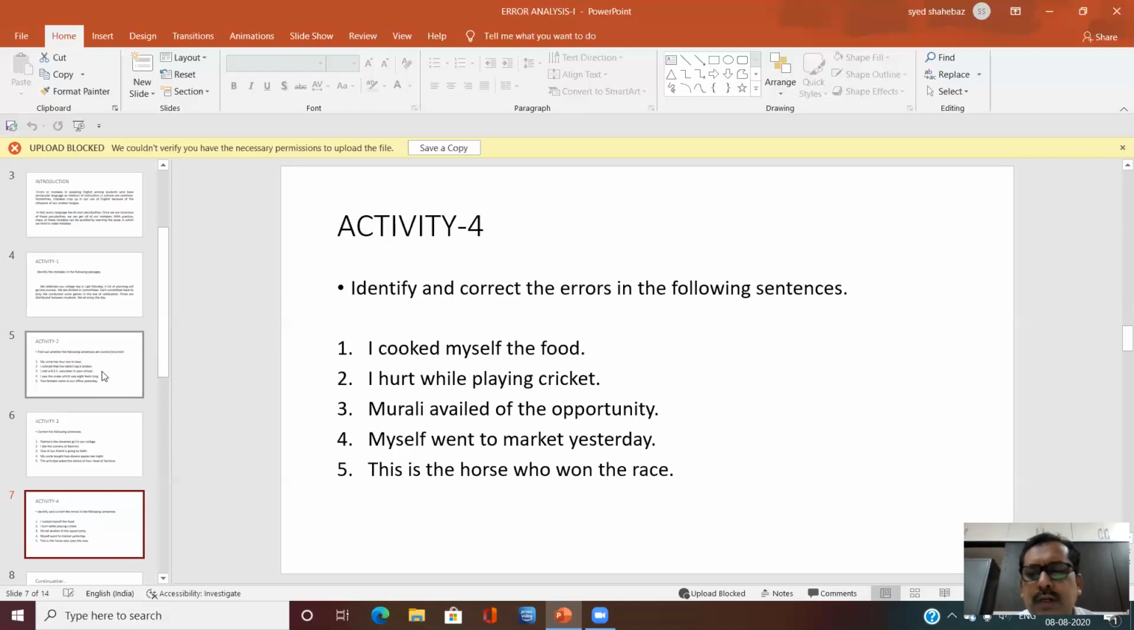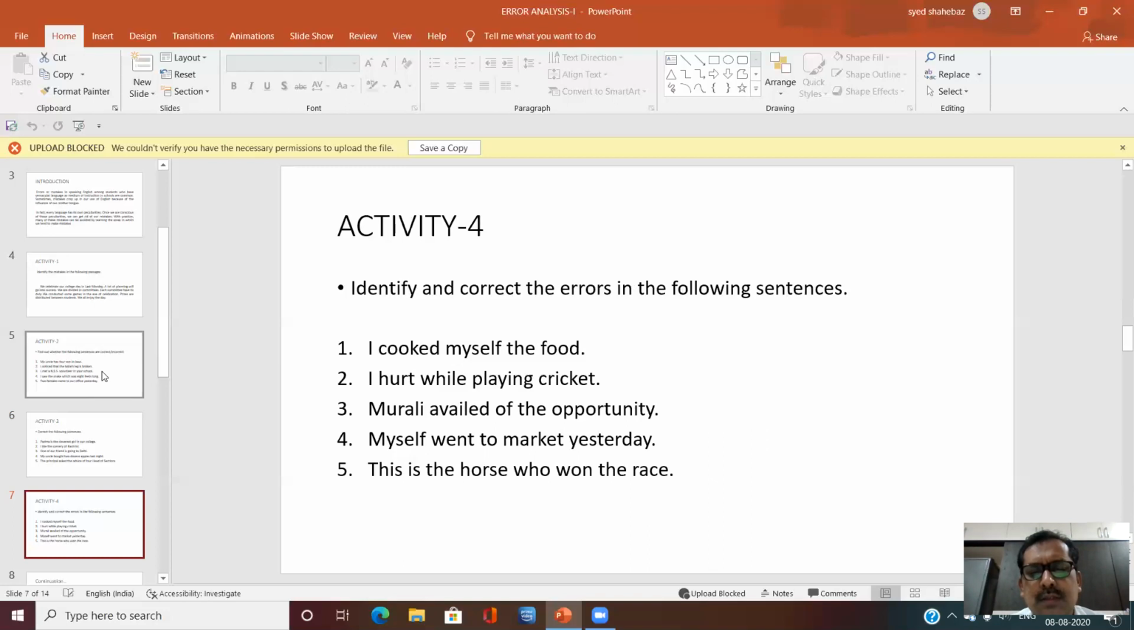Myself went to market yesterday. We don't start a sentence with the word myself. Myself Kiran, but I am Kiran. My name is Kiran. I went to market yesterday. That is the correct sentence, not myself went to market yesterday.